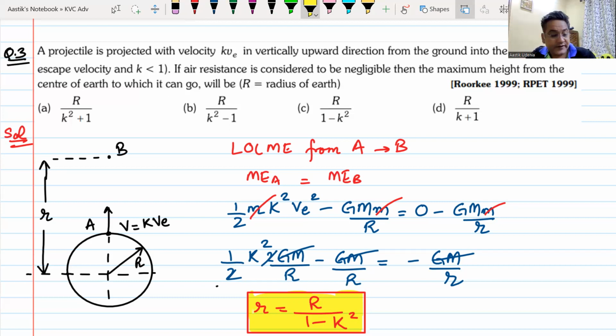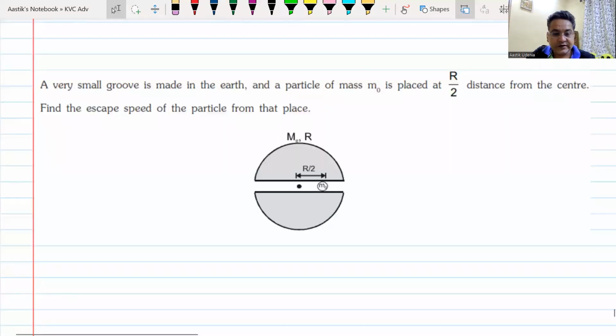Okay. Anyways, this is the next question that I have. I think we did this question before also. I don't know. A very small groove is made in the earth and a particle of mass m0 is placed at a distance R by 2 from the center. Find the escape velocity of the particle from that place. From which place? At a distance of R by 2 from the center of earth.